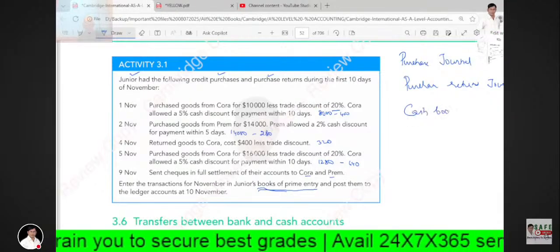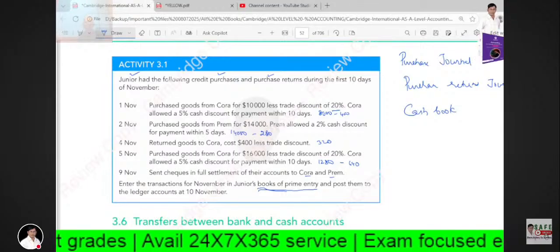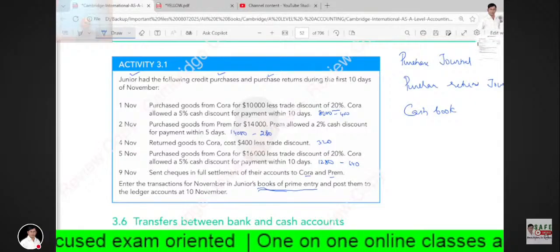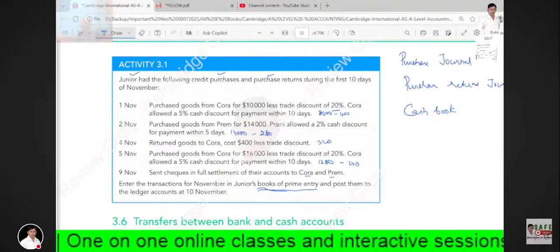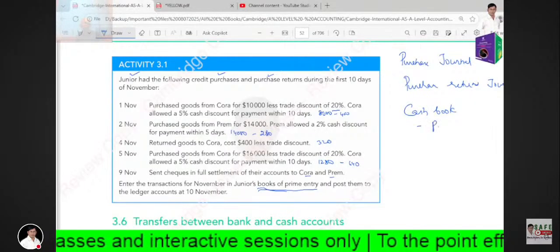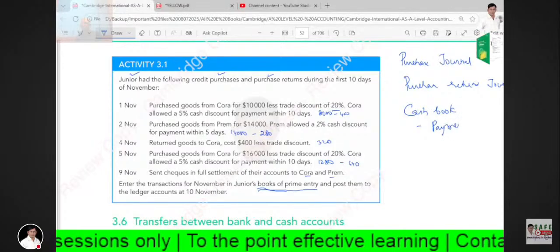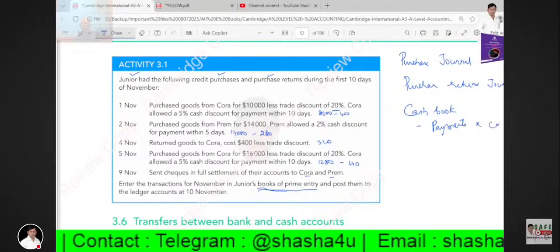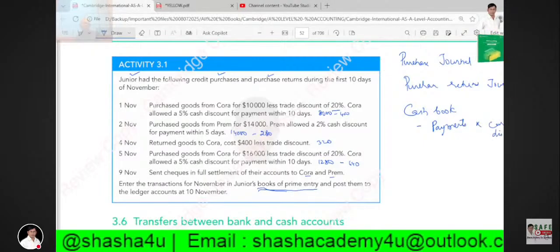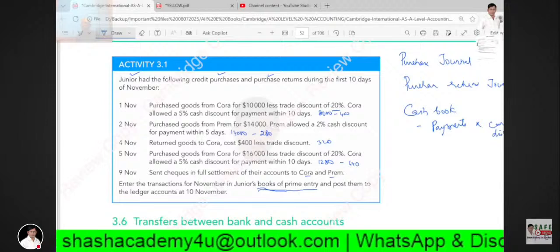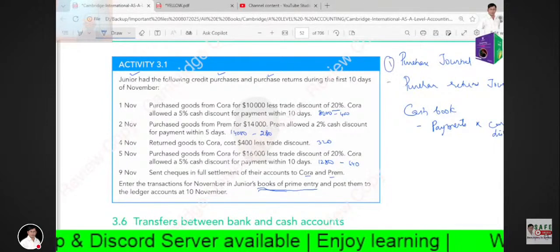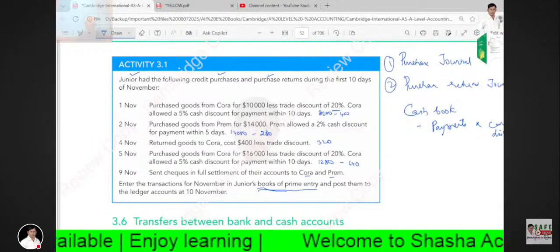And cash book, to record cash payments and cash discount. So cash book for payments and cash discount. So 3 books we have to write: purchase journal, purchase returns journal, cash book.